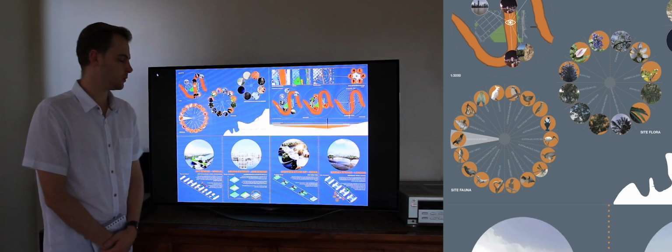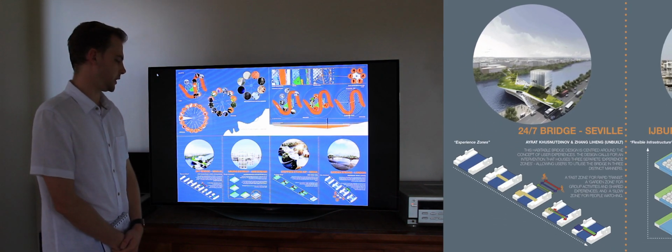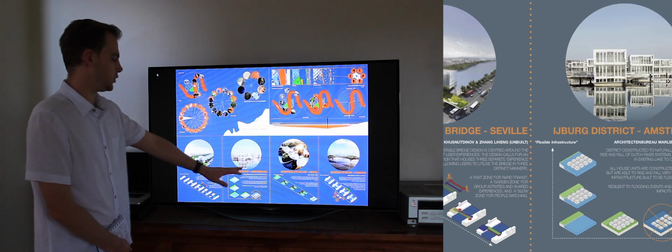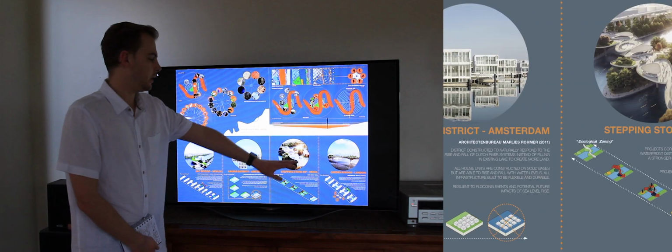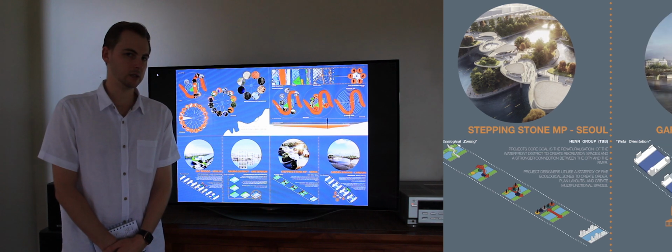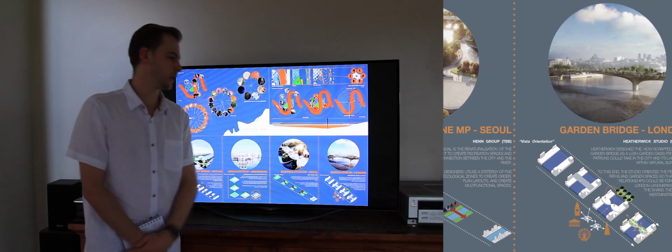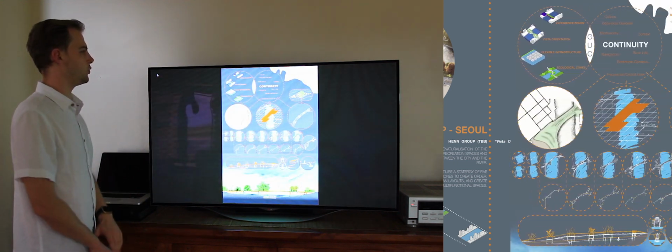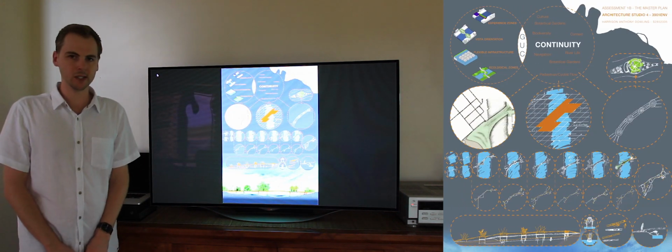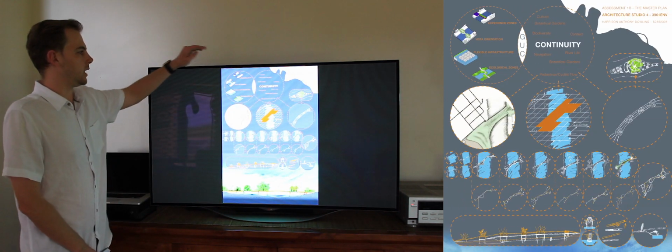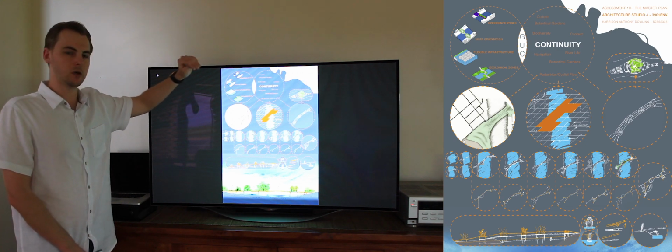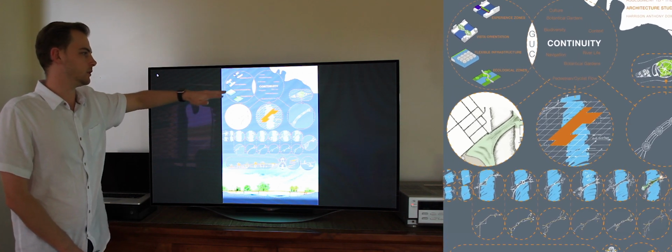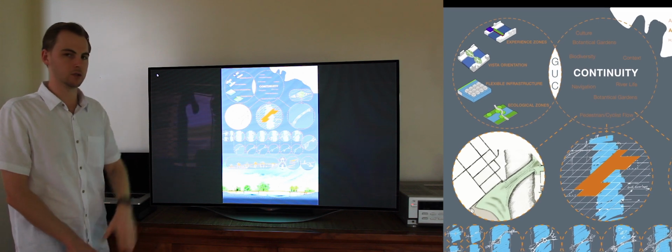The precedents that were used were the 24/7 bridge in Seville, the Ischberg district in Amsterdam, Stepping Stone Master Plan in Seoul, and the Garden Bridge in London. So these four precedents feed into the four main design strategies that I'll be utilising. We have experience zones, vista orientation, flexible infrastructure, and ecological zoning.